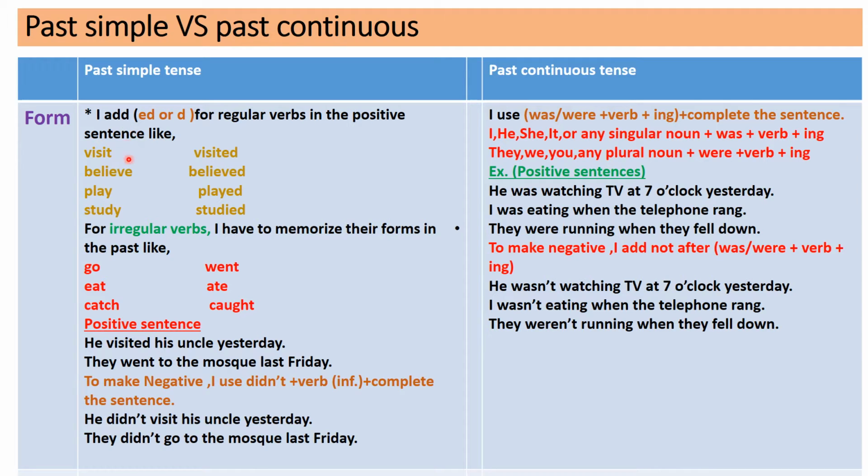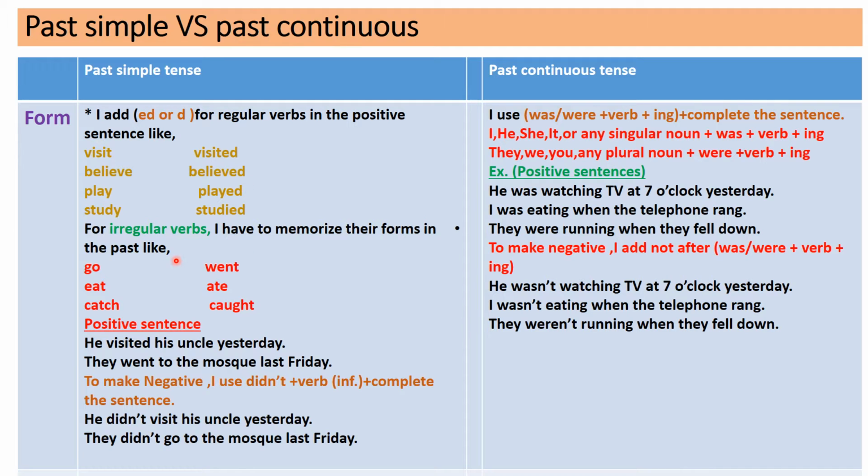To make a positive sentence in the past simple, I add ed or d for regular verbs like visit, change it to be visited, believe, believed, play, played, study, studied. Pay attention that if we have y, look at before y. If you have a consonant, change y to i and add ed. And if your verb ends in e, just add d.